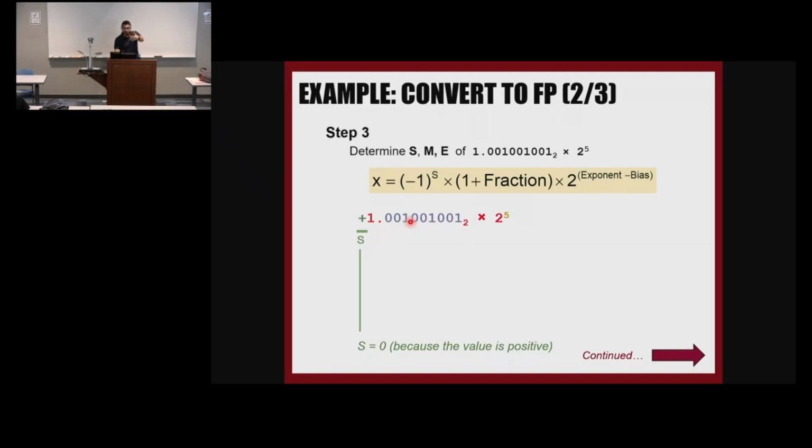So we do the opposite thing here. We have 1 point, whatever we have on the right side of the binary point, that is going to be my Mantissa, that is going to be my fraction. Okay, so m is equal to this part.